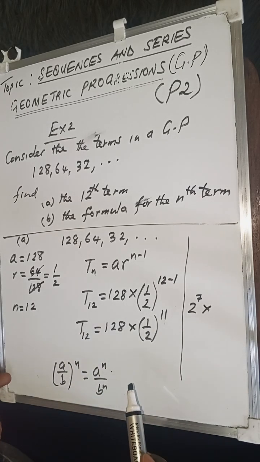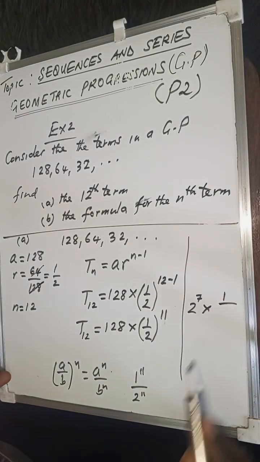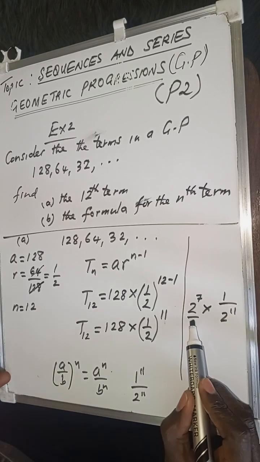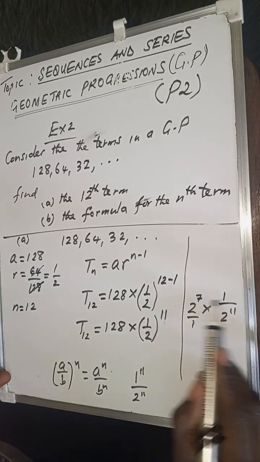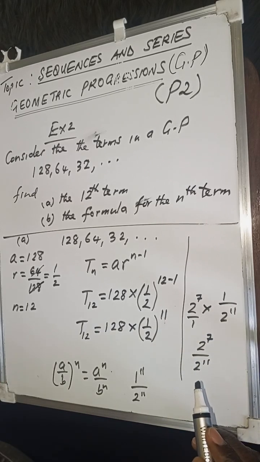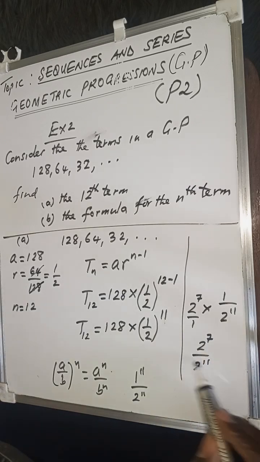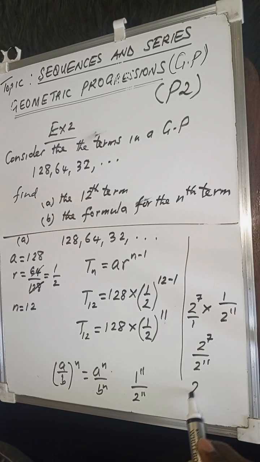If you actually look at it, it's like me saying 1 to the power 11 over 2 to the power 11. But of course, 1 to the power 11 will still give you 1 over 2 to the power 11. This can be over 1, so this times that will give me 2 raised to the power 7 over 2 to the power 11 there. You can apply the laws of indices when you're dividing. What do you do to the power? You subtract. So it's like 7 minus 11. And if you look at 7 minus 11, that will give you a negative 4.